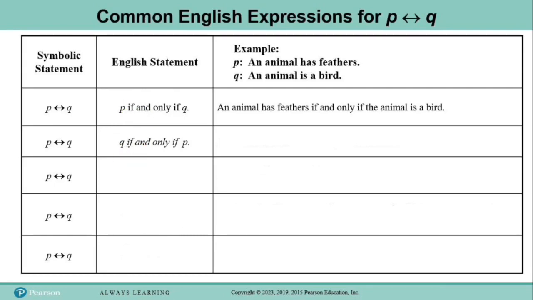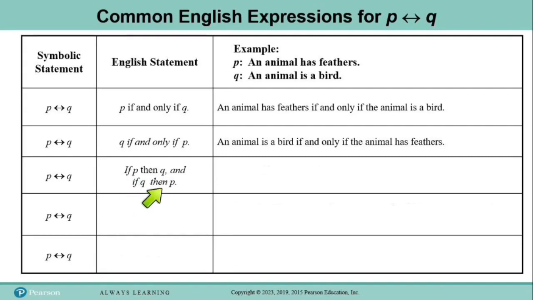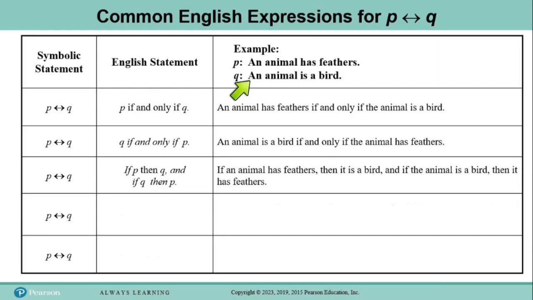So we could also say an animal is a bird if and only if that animal has feathers. And both of these statements are logically the same. Another way to put it would be to not abbreviate, but just make both complete statements: if P then Q, and if Q then P. So in our example, that would be if an animal has feathers, then that animal is a bird, and if an animal is a bird, then it has feathers. So again, you see that using "if and only if" is just a way to shorten the sentence, but it has the same logical meaning.